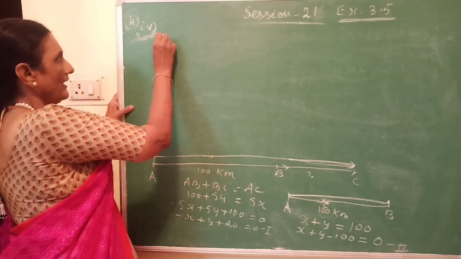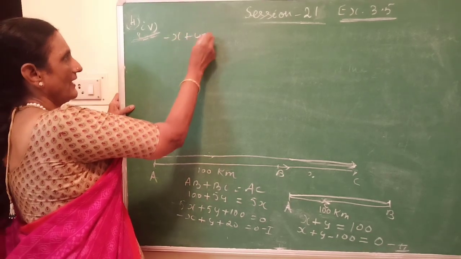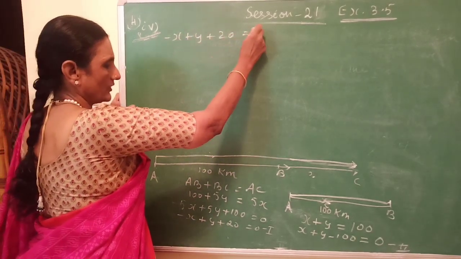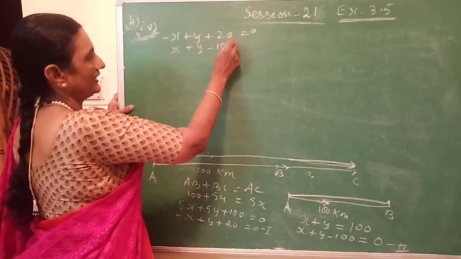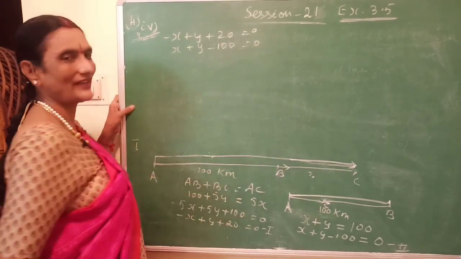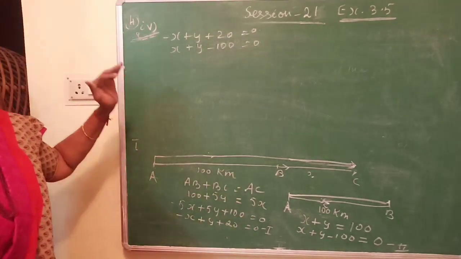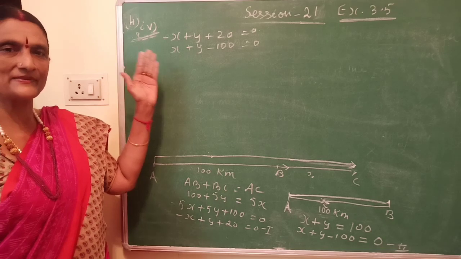I will rewrite once again. Minus x plus y plus 20 equals 0 and x plus y minus 100 equals 0. Now, can you tell me this equation when it comes in the exam? The same sum comes in the exam.